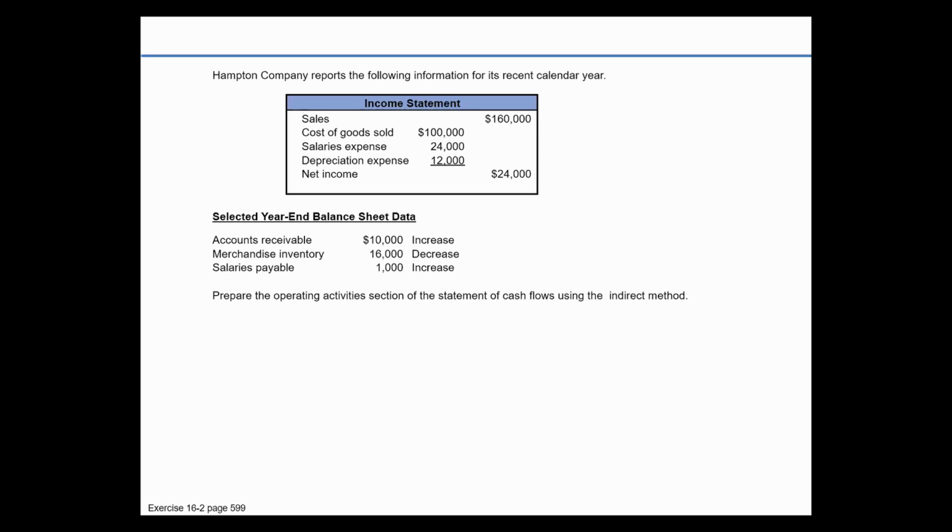If you remember from the chapter and also from the lecture, we discussed that the only section that has a choice of either using the indirect or the direct method is the operating section. The investing and the financing portion of the statement of cash flows are reported the same no matter which way you choose to report it. So just to make that clear.